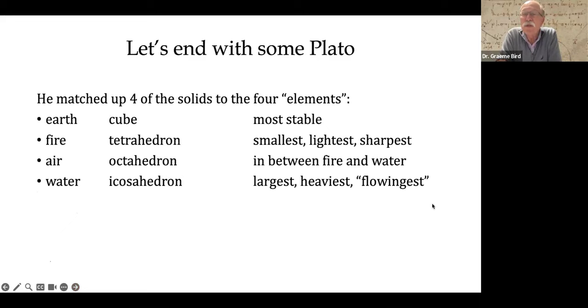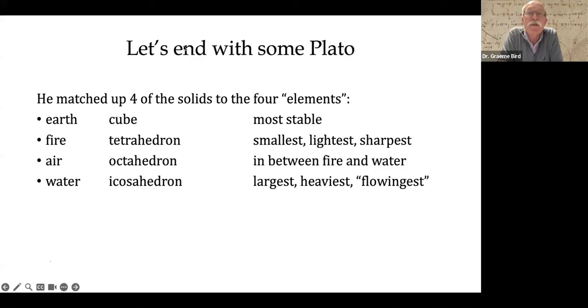So a cube is supposed to be the most stable and immovable, like earth. Tetrahedron is the smallest. It's sharpest because all the solid angles are small, and it's the lightest. And we know fire goes up. So, he's got some good ideas here. It's not super scientific, but then if we jump to water, the 20-sided one, that's the largest and the heaviest. And I'll explain what I mean by flowingest. I made that word up for tonight. And then air is in between fire and water. So it's kind of heavier than fire and lighter than water.